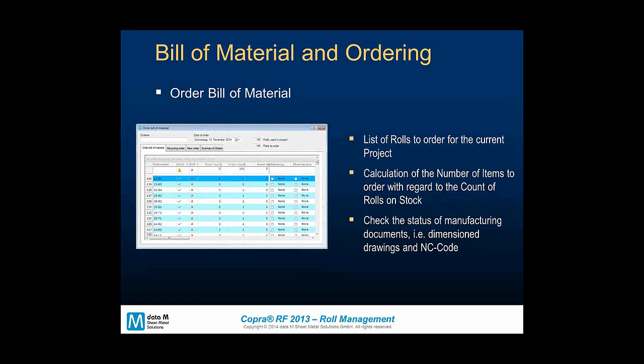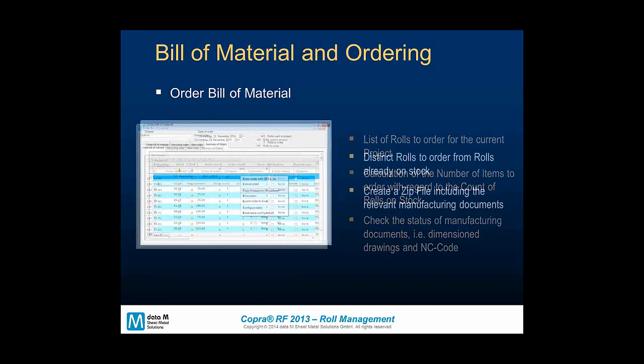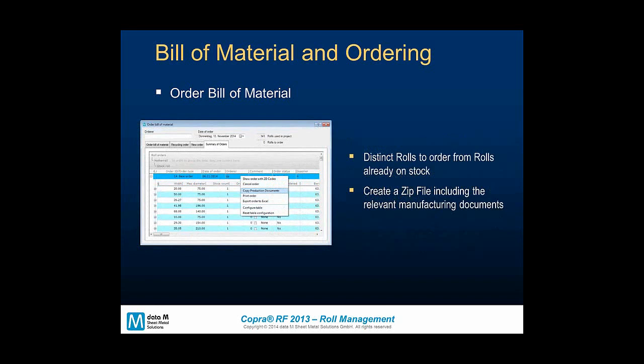And we can also check the status of manufacturing documents here, i.e. the dimension drawings and NC code. In our example, you can see here the DWGs are available, but the DXF in this row aren't. And then in doing so, we can create a copy of the production documents. So all the distinct rolls that need to be ordered from rolls which are already on stock can be generated, and we can also create a zip file including all of the relevant manufacturing documents, such as the drawings and the DXF files and roll contours.